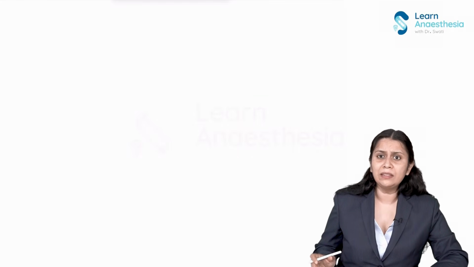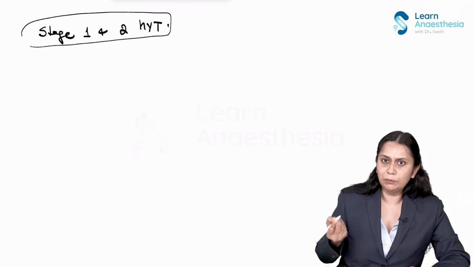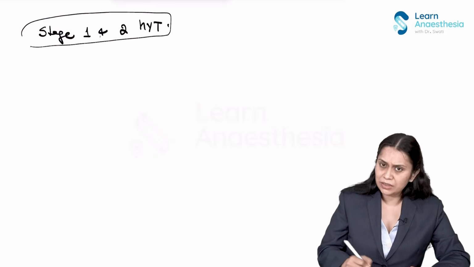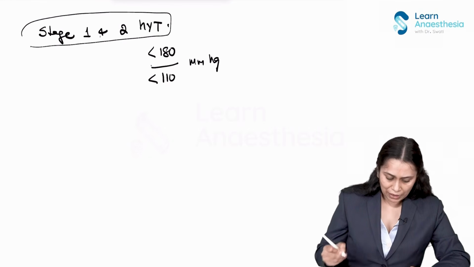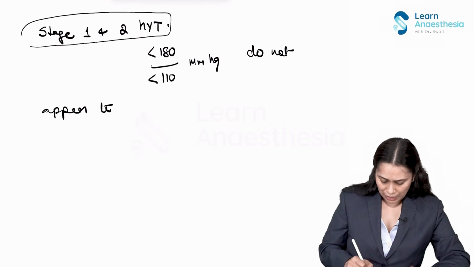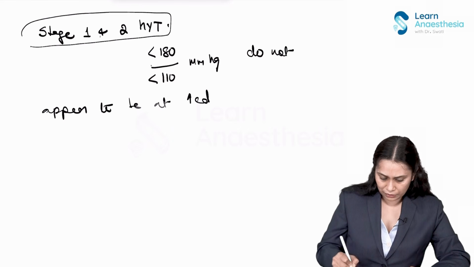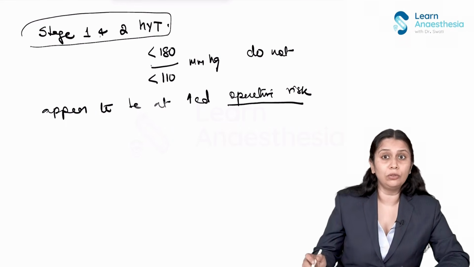Now, stage 1 and stage 2 hypertension. A lot of studies have shown that patients with stage 1 and stage 2 hypertension, that is, systolic blood pressure less than 180 mm of Hg and diastolic less than 110 mm of Hg, do not appear to be at increased operative risk. So in them, surgeries should not be delayed just on the ground of hypertension.